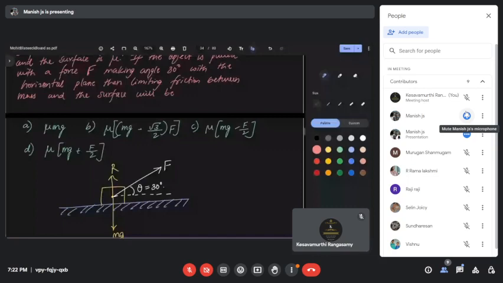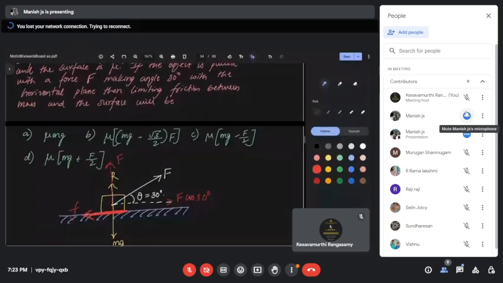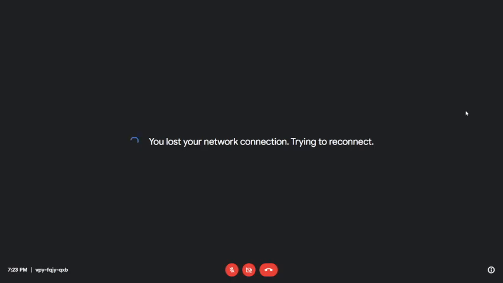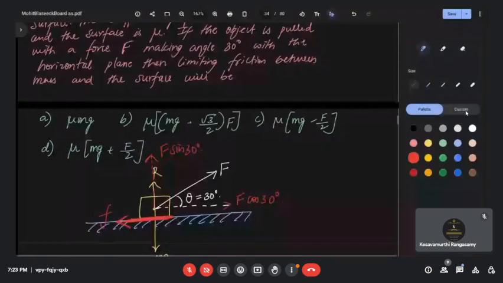We also want to resolve. So what will be the horizontal and vertical components of the force F? The horizontal component is F cos 30 degrees, isn't it? The vertical component is F sine 30. We have already studied this in resolution of forces. So we have resolved it into components.